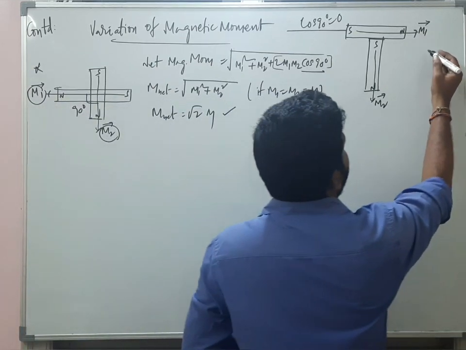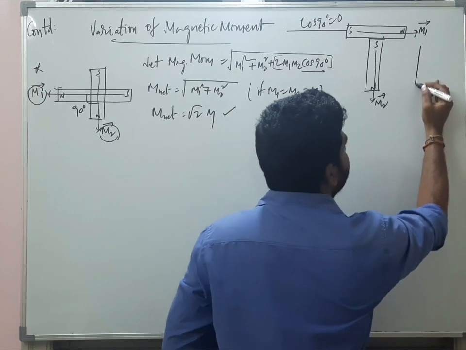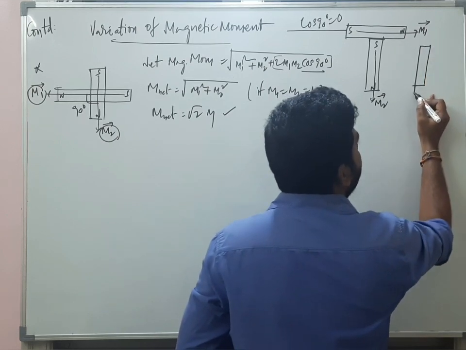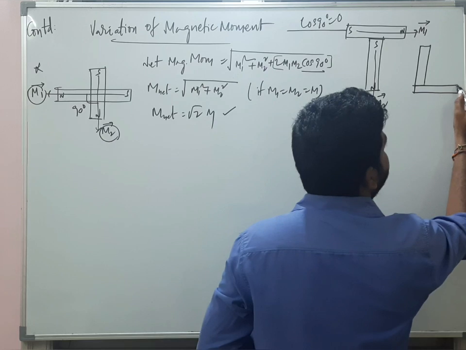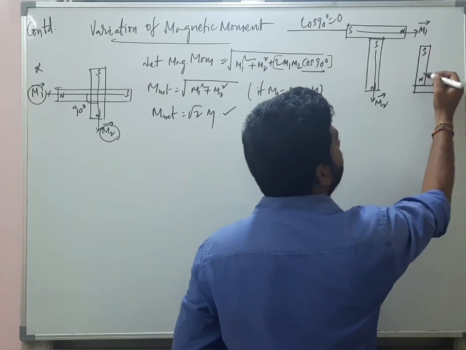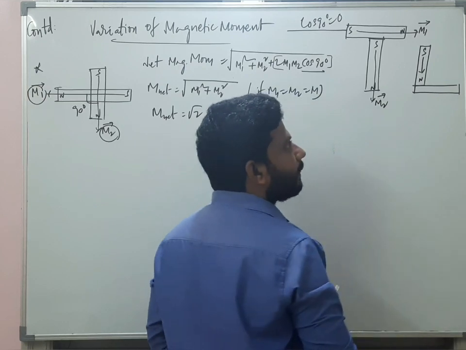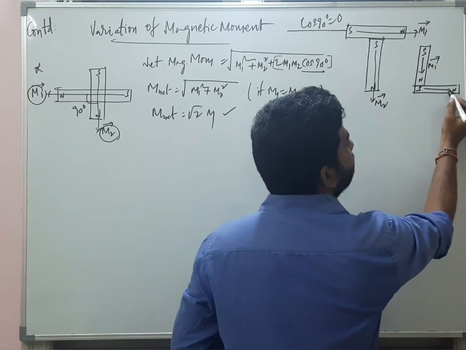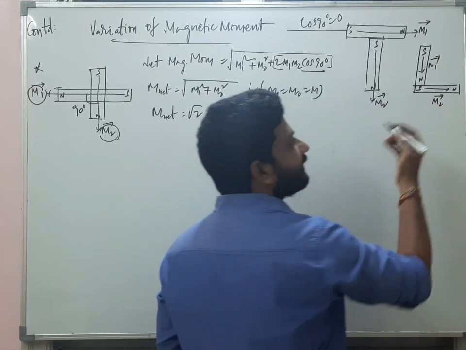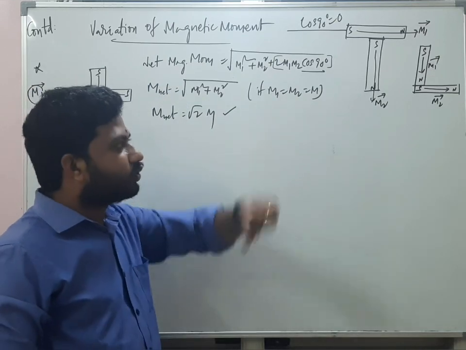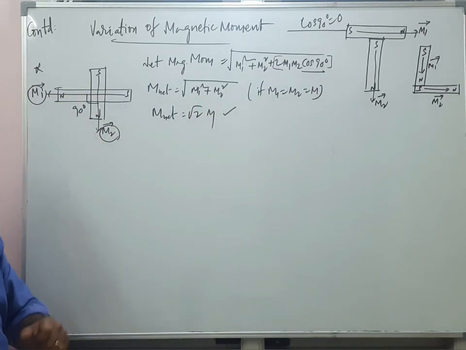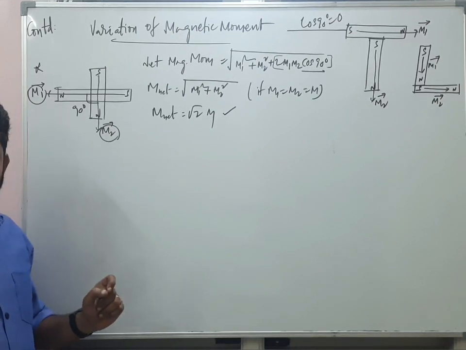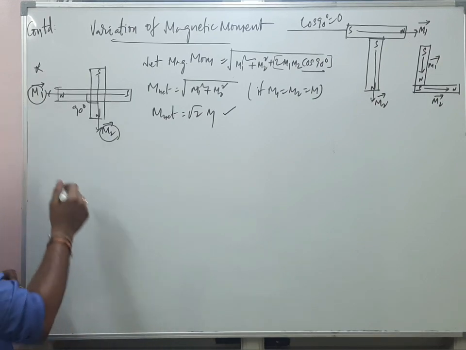And the other case, how I can draw: you can see there is a magnet here, and there is another magnet placed here. Here you see a south pole and north pole. Its magnetic moment is M1 bar here, and this is south pole and north pole. You can see this magnetic moment is M2 bar here. What is the angle between these two? The angle between these two is also 90 degrees. So you will get the same answer. I hope you understand the situation. Let's see another application.